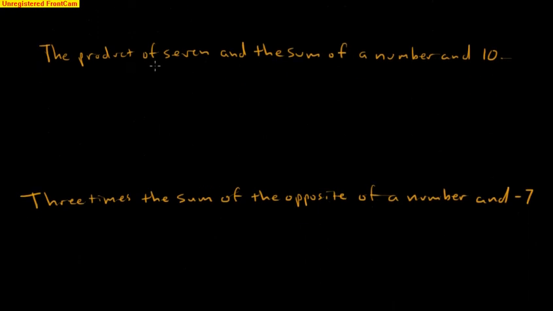The product of 7 and the sum of a number and 10. So the product of 7, and then it's going to be the product of 7 and a sum. So this is going to be an instance where we've got parentheses. The sum is addition, a number and 10. The product of 7 and the sum of a number and 10. So here we've got parentheses.